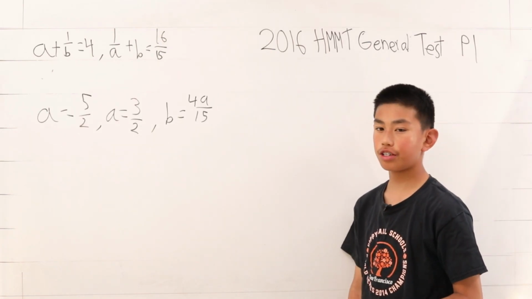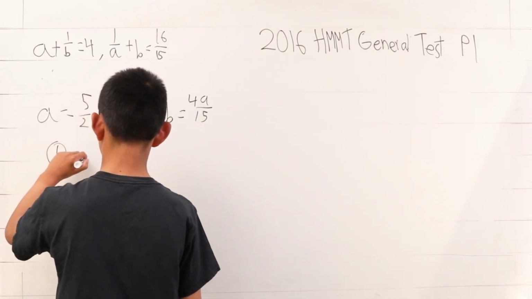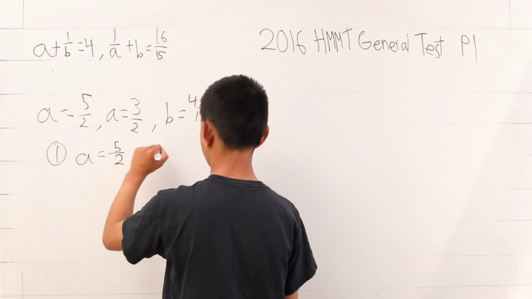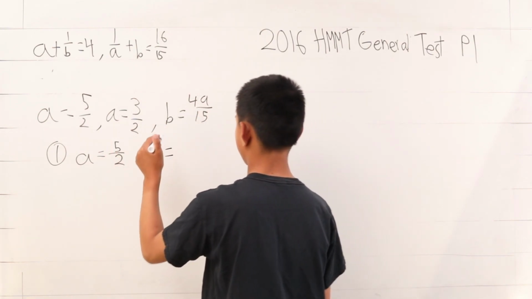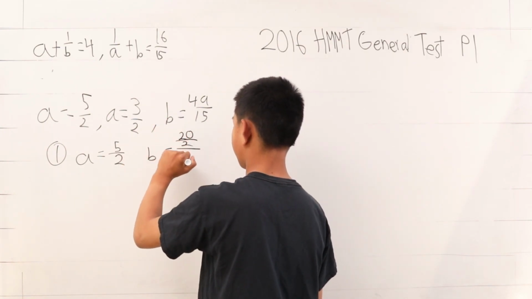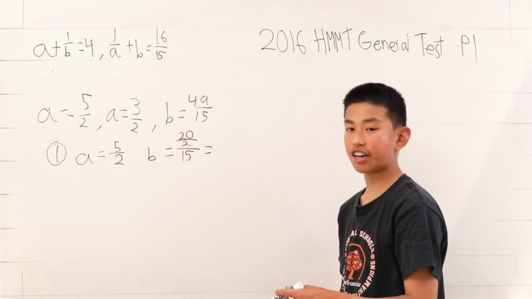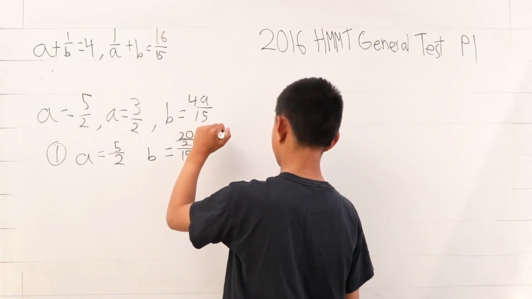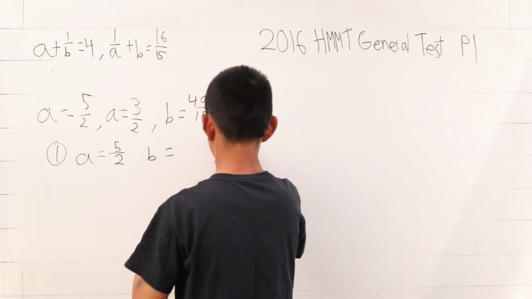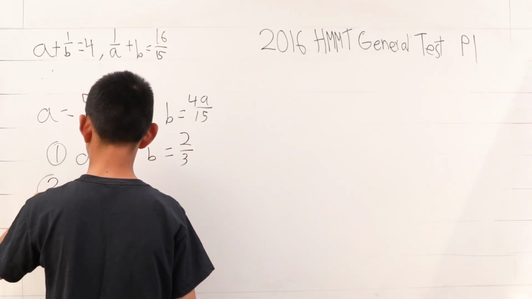Alright, so we have two cases here to consider. Let's consider the first case where A is equal to 5 over 2. When A is equal to 5 over 2, B is equal to 4 times 5 over 2, which is 20 over 2, over 15, which is equal to 10 over 15. We can take out the 5, which is simply 2/3, I believe. So we now have this new value of B, which is 2/3. This is one case.